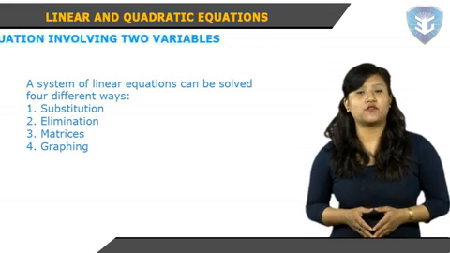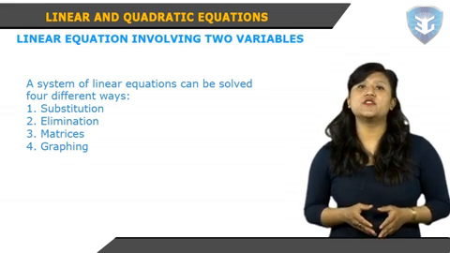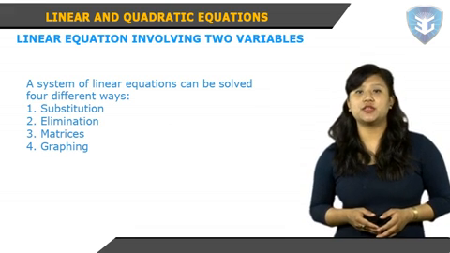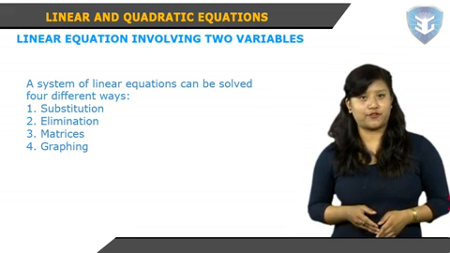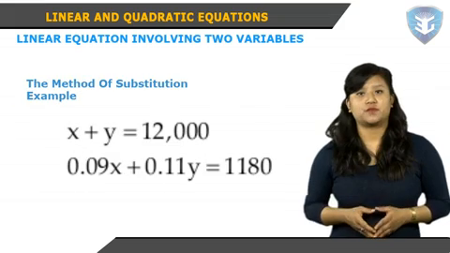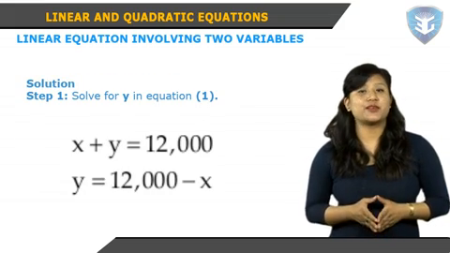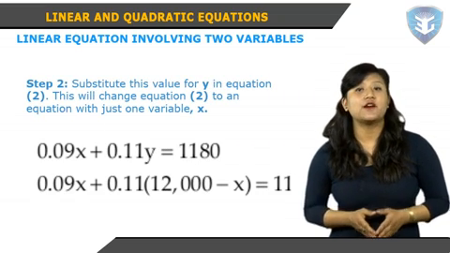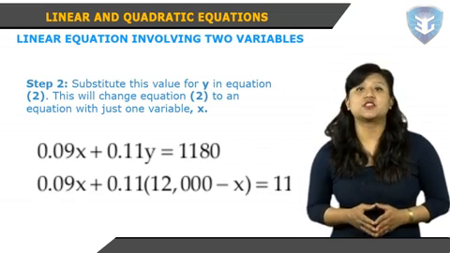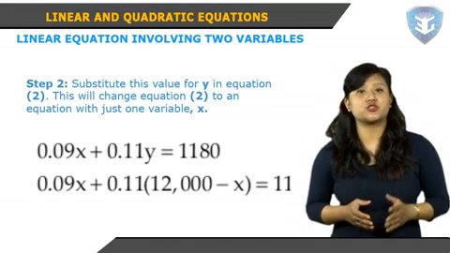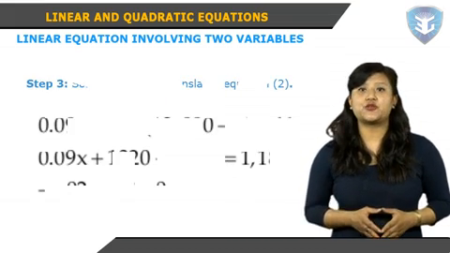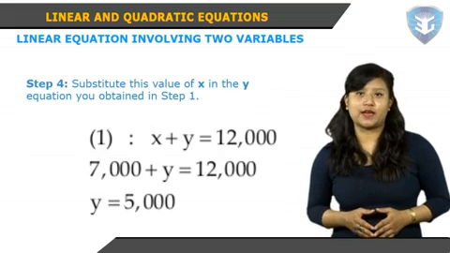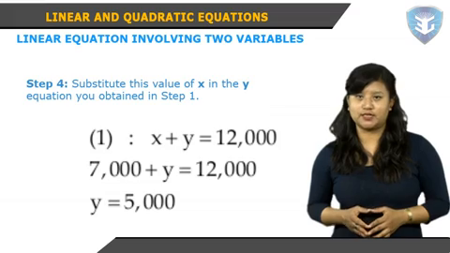Linear equations involving 2 variables can be solved 4 different ways: substitution, elimination, matrices, and graphing. The method of substitution. Step 1, solve for y in equation 1. Step 2, substitute this value for y in equation 2. This changes equation 2 to an equation with just one variable, x. Step 3, solve for x in the transformed equation 2. Step 4, substitute this value of x in the y equation you obtained in step 1.